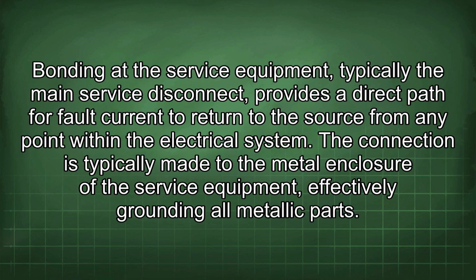Bonding at the service equipment, typically the main service disconnect, provides a direct path for fault current to return to the source from any point within the electrical system. The connection is typically made to the metal enclosure of the service equipment, effectively grounding all metallic parts.